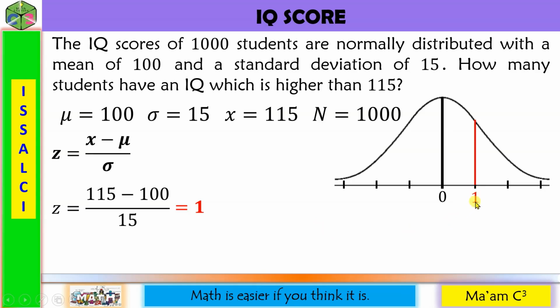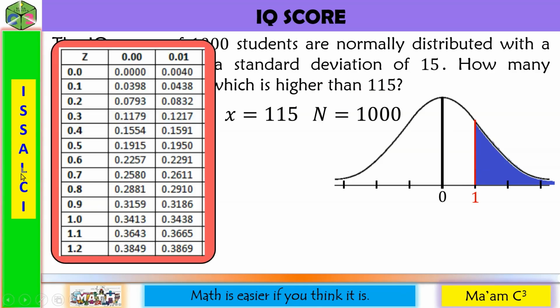Let's label it. Step 4, analyze which area we are going to consider. It says here, higher than 115. The z-score of 1 corresponds to 115. If we are looking for higher than 115, then we must shade the region on the right.